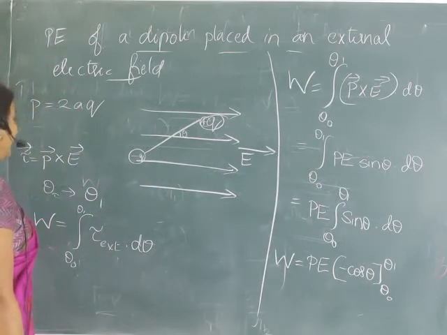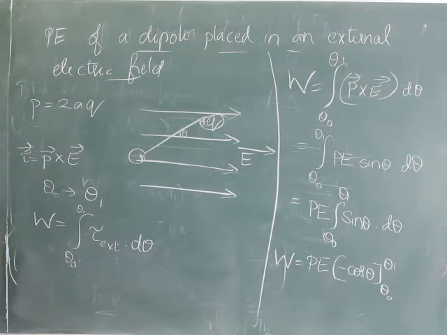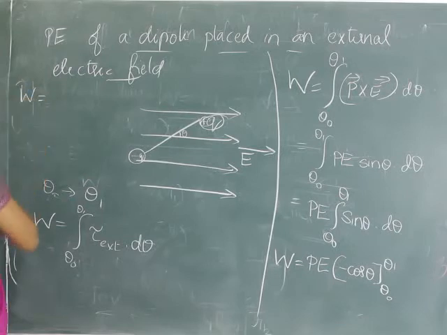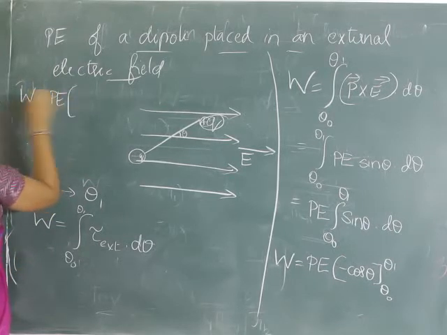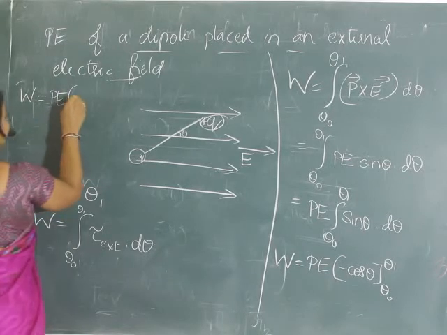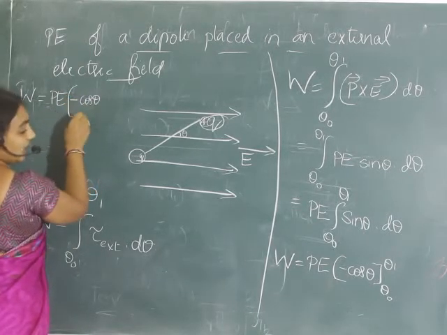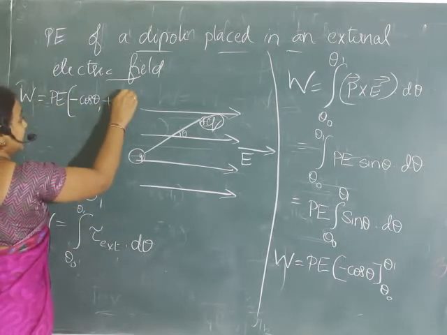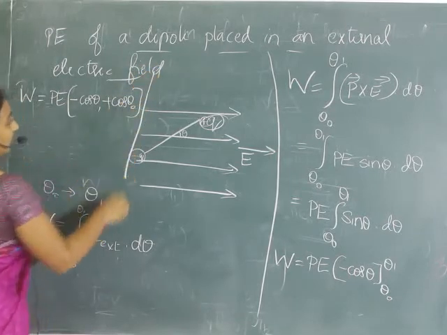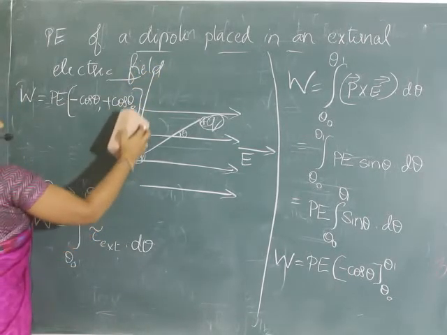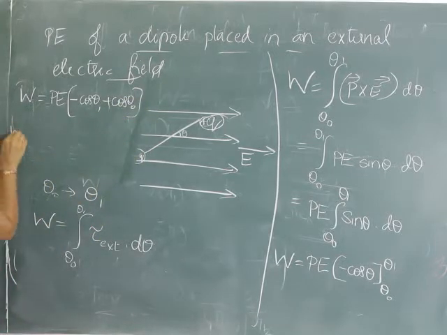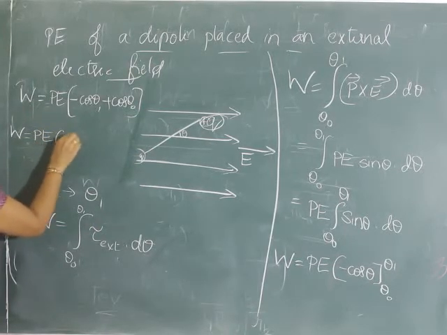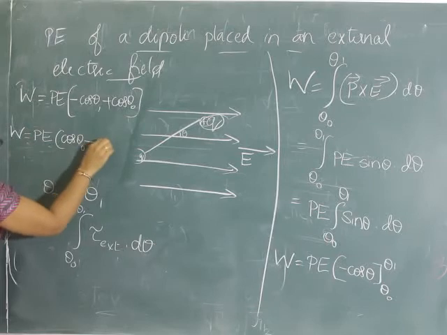Apply the limit. When we apply the limit, what do we get? Work done is equal to PE, upper limit minus lower limit: minus cos theta 1 minus of minus, plus cos theta naught. Correct? Cos theta naught. Therefore, work done is equal to PE (cos theta naught minus cos theta 1).